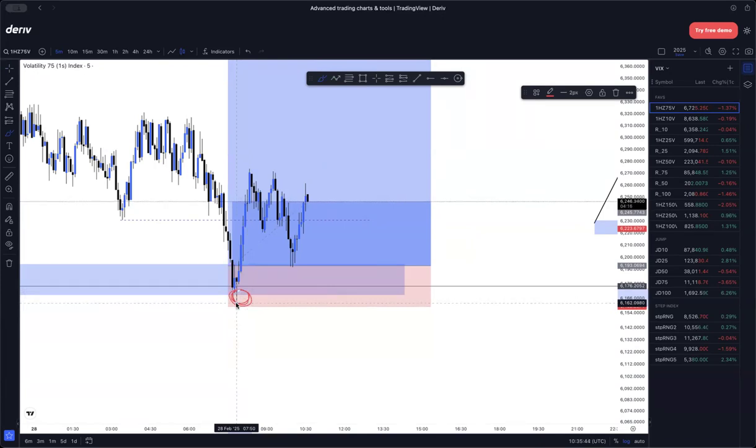On the 5 minutes, you look out for those candle rejections. Although on this one price did not give us a confirmation entry on the 5 minutes. Let's check the 10 minutes.